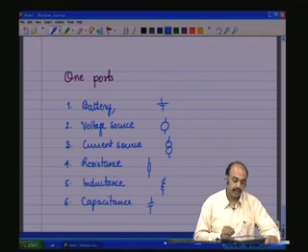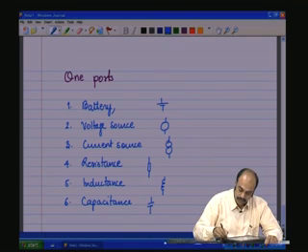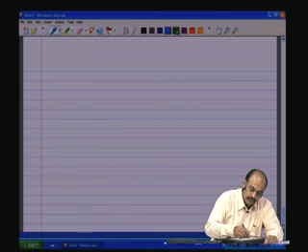Just two terminals. So, what about the two ports?